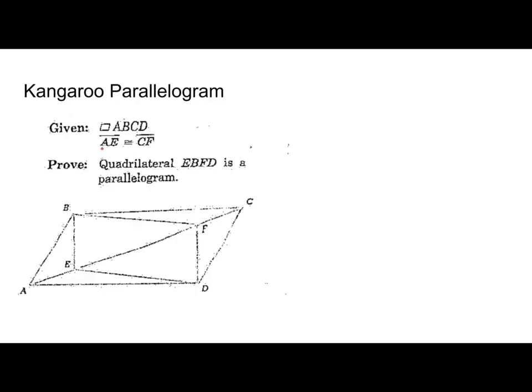What do we know here? We know that, well, first of all, we know that ABCD is a parallelogram. Remember what I was saying before, how many things that is? That means that this is congruent. That means that these are parallel, and these are parallel.